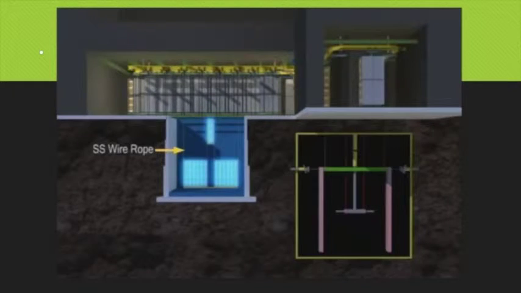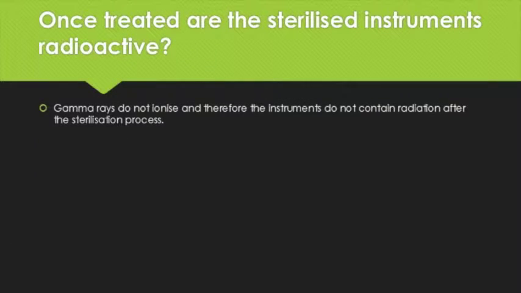Once treated, are the sterilized instruments radioactive? As the radiation that is used is gamma rays with no ionizing properties, the instruments do not contain radiation after the sterilization process. The equipment will obviously contain small amounts of radiation, but at a safe level.